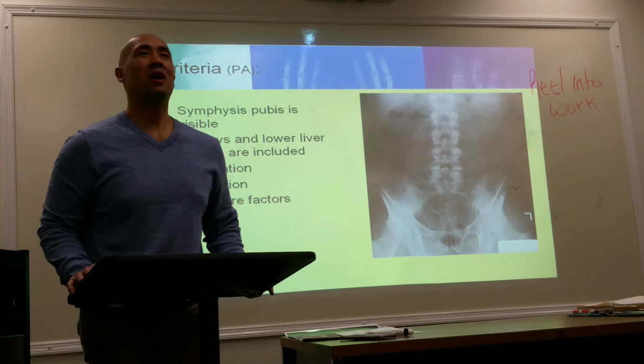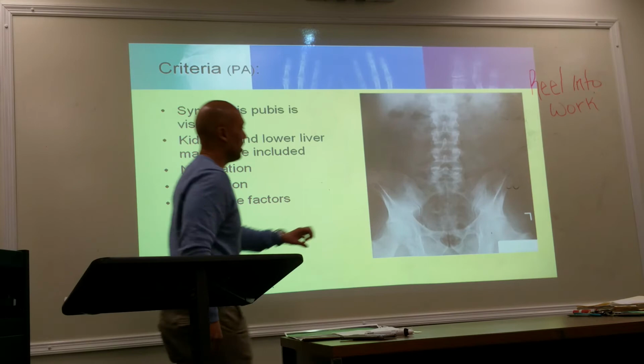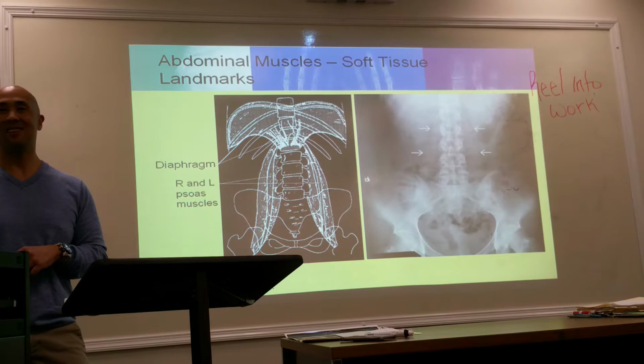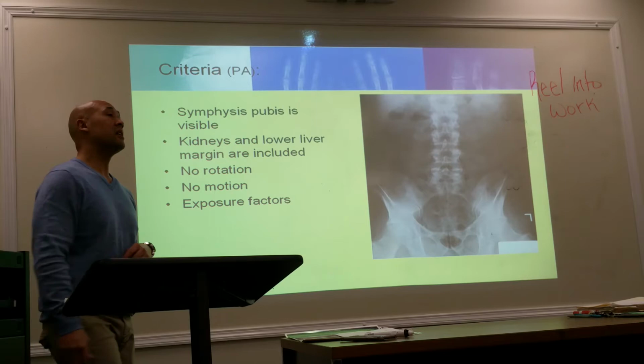I just do analogies where you guys are familiar with. Who doesn't know Mickey Mouse? So let's just say mouse ears versus bat ears. The bat ones are a little bit more pointy, versus round and a little bit more open. So the bat one is PA. You actually see the kidneys better on an AP because your kidneys are on your back.